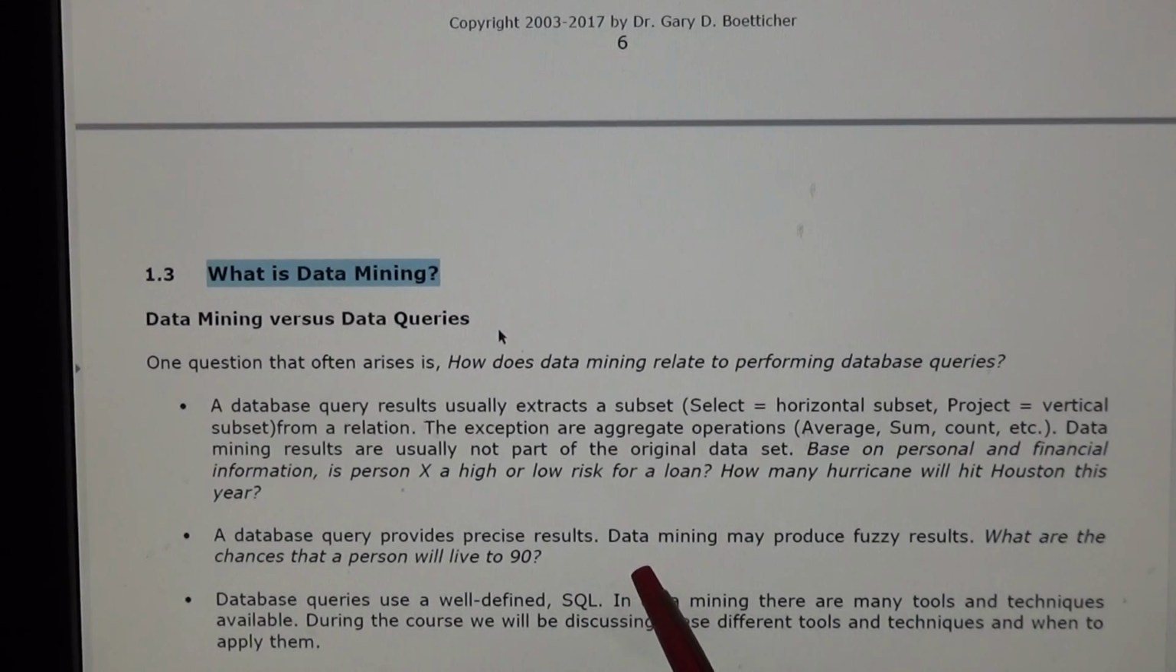A database query provides precise results. Data mining might produce fuzzy results. What are the chances that a person will live to be 90, for example? And database queries, well-defined SQL. In data mining, a lot of tools and techniques, and depending on how you use the tools and techniques, you can come up with a variety of answers.